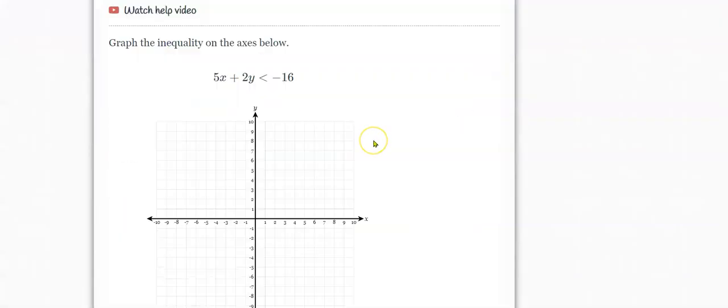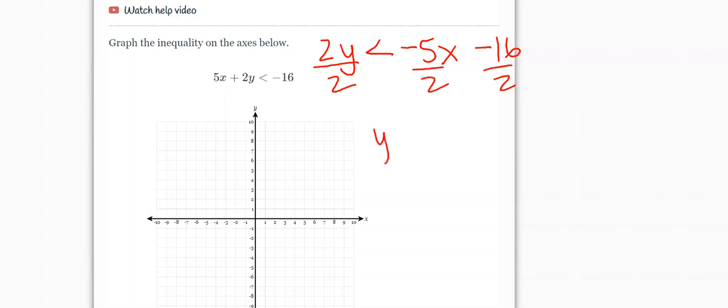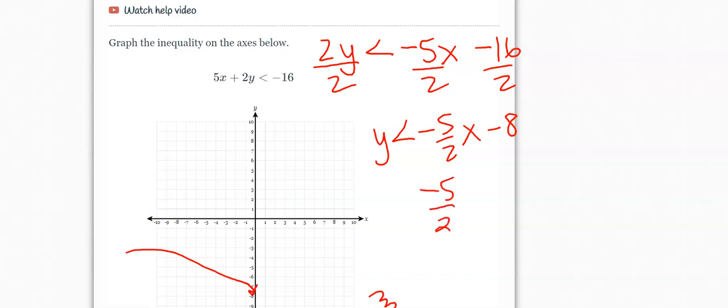All right, last one. Isolate for y, so you're going to minus 5x. And then you're going to divide everybody by 2, right? So y is less than -5 halves x minus 8. Now, you'll notice if I start at -8, way down here, I can't go down 5, because it would be off the graph. So I'm going to take this -5 over 2, and make it 5 over -2.